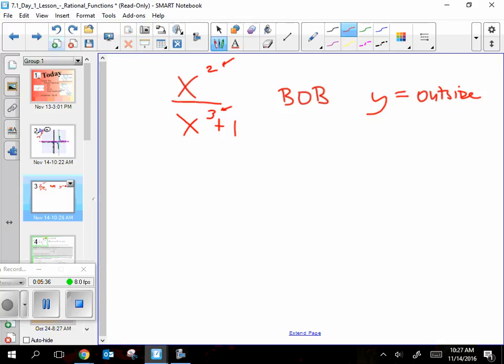Whatever's outside the fraction. There is nothing outside the fraction. This is supposed to be over the whole thing. If there had been a plus 3, then this whole function would have moved up 3, and therefore its asymptote would have moved up 3. Okay, so that's why we need to say it's whatever's on the outside.